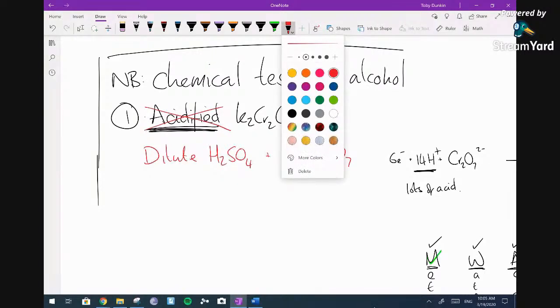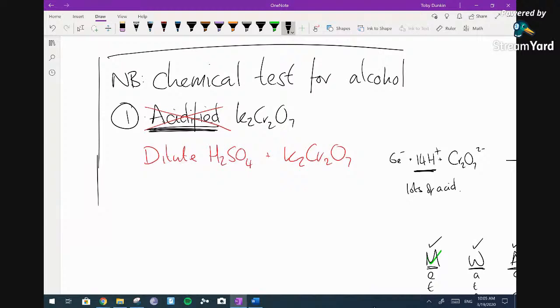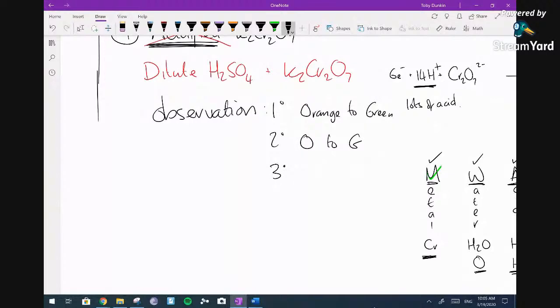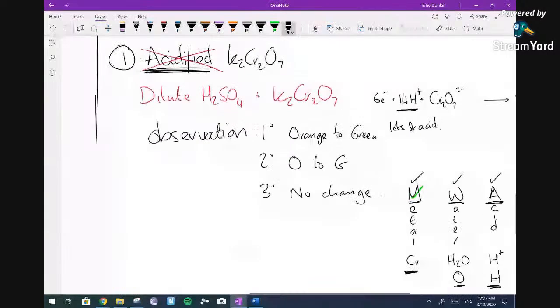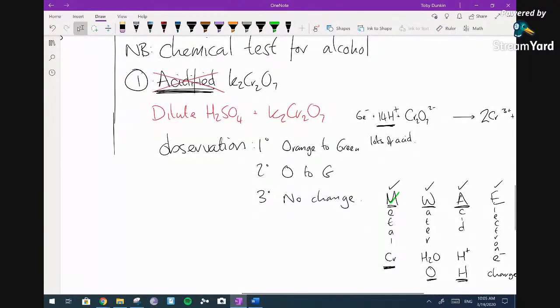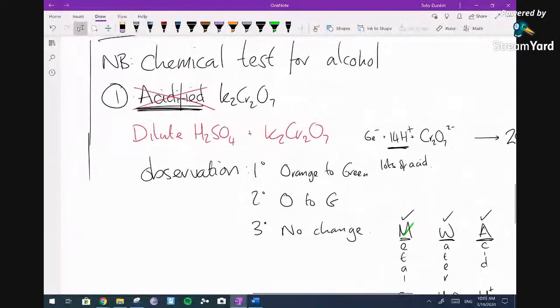And what I'm going to see is observation. Observation, I am going to see is that primary alcohols go orange to green. Secondary alcohols, orange to green. But tertiary alcohols, no change. Remember to write no change and not no observation, because no observation means you've done it blindfolded. Not ideal. I will share my notes with everybody, folks. Right, so it's just a nice test.